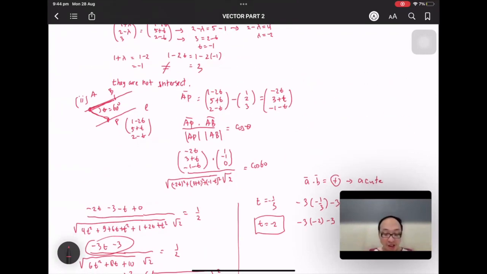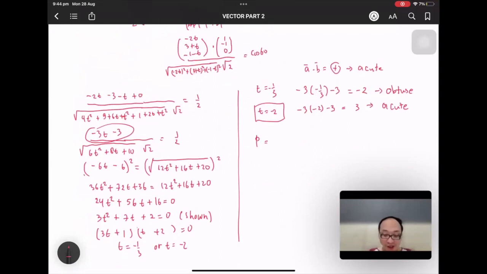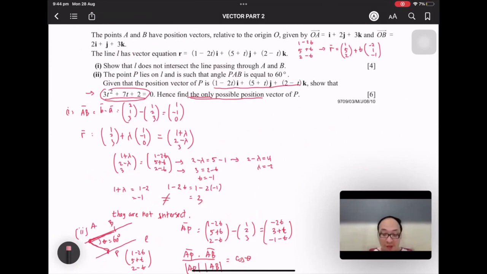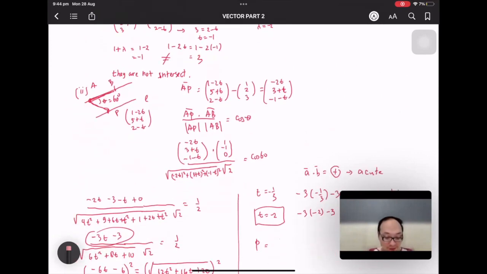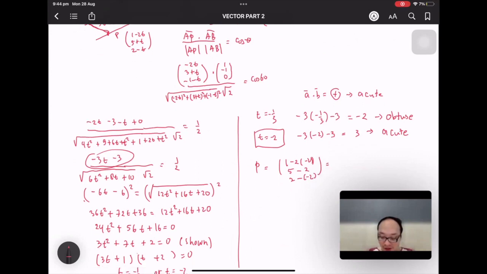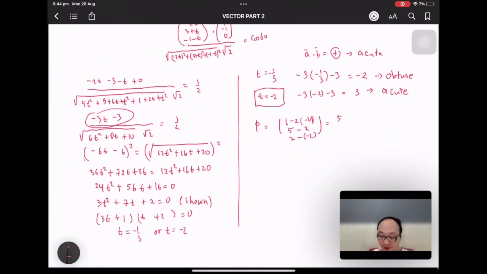So that means the position vector of P will be, what is P? P is 1 minus 2t, so 1 minus 2 times negative 2, 5 plus negative 2, and 2 minus negative 2. So it equals 5, 3, 4. So this is the answer.